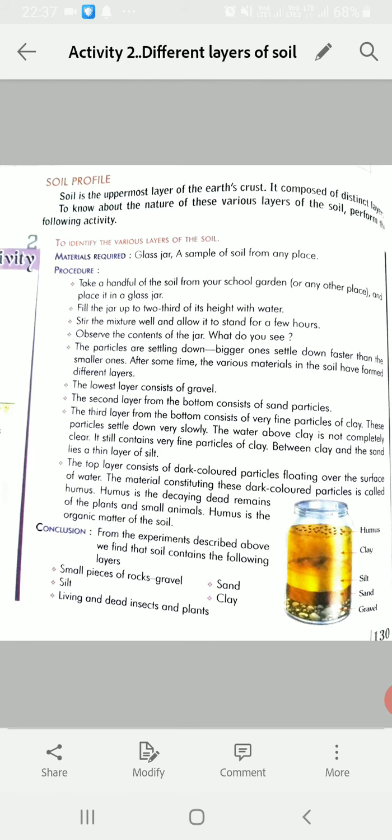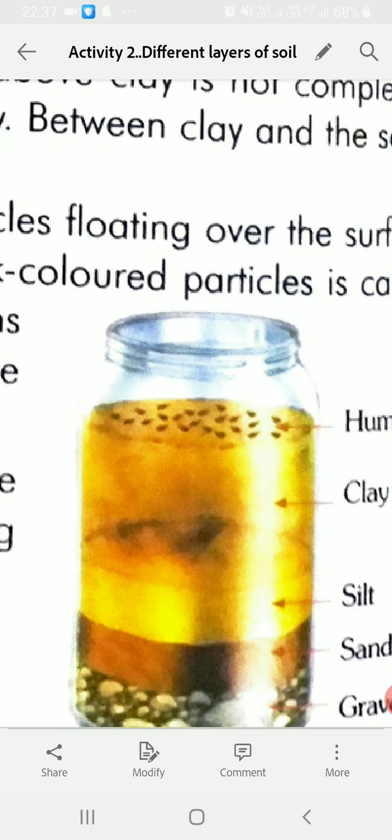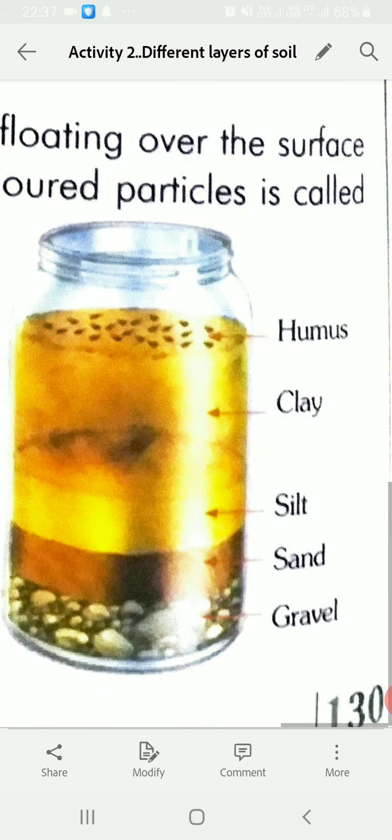Now here you will see a bottle where the different layers of soil are arranged on the basis of the size of the soil particles. So how do we perform this experiment?